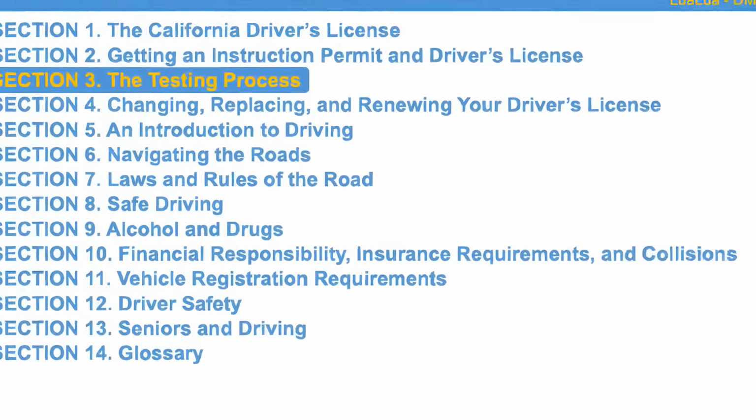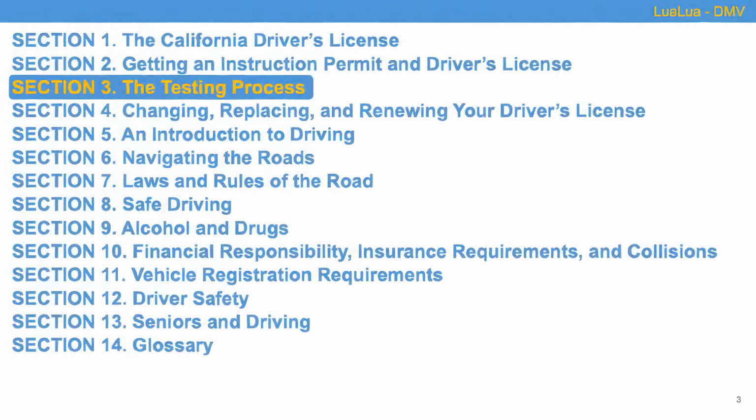Section 3. The testing process. Driver's license tests. Here is an overview of the driver's license tests. 1. Vision test. DMV tests all applicants to ensure they can see well enough to drive safely. If you take your vision test with corrective or contact lenses, your driver's license will have a corrective lenses restriction.